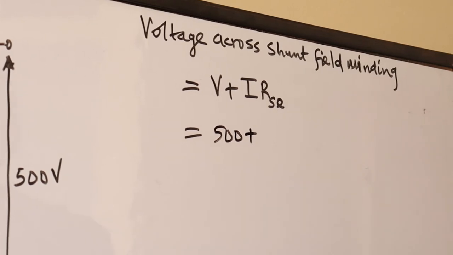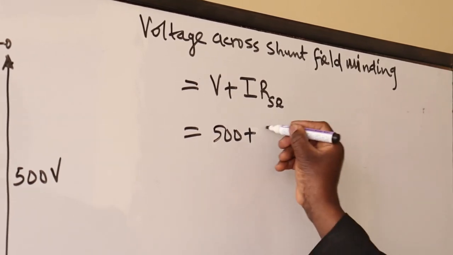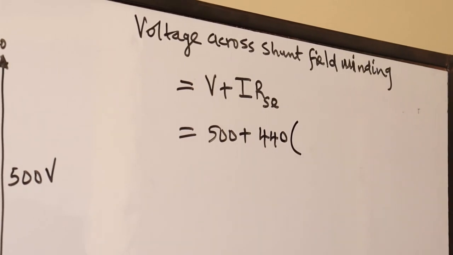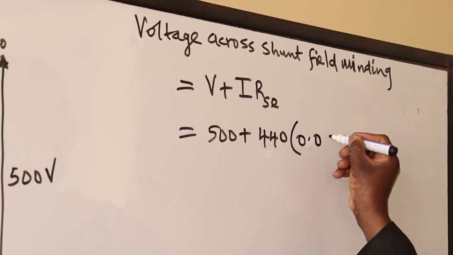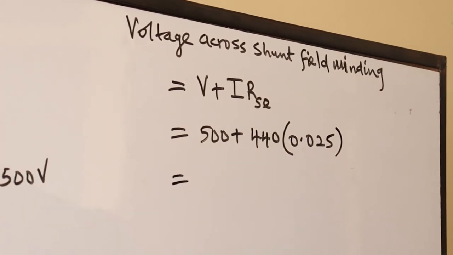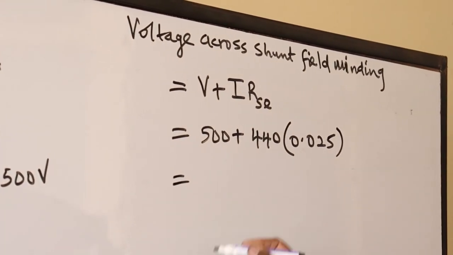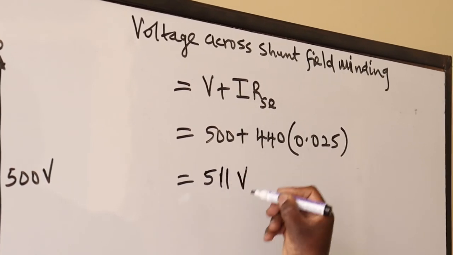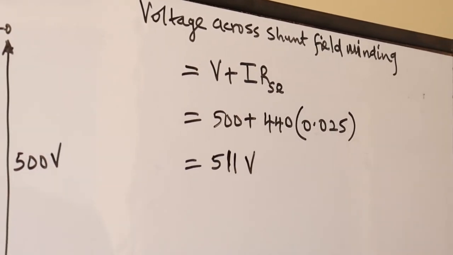Now we add to I. Our I is 440, times the RSE, 0.025. So this will give us 511 volts. That will be 511 volts.